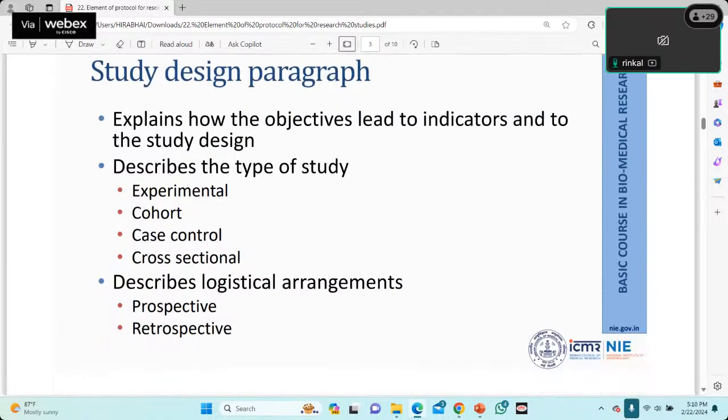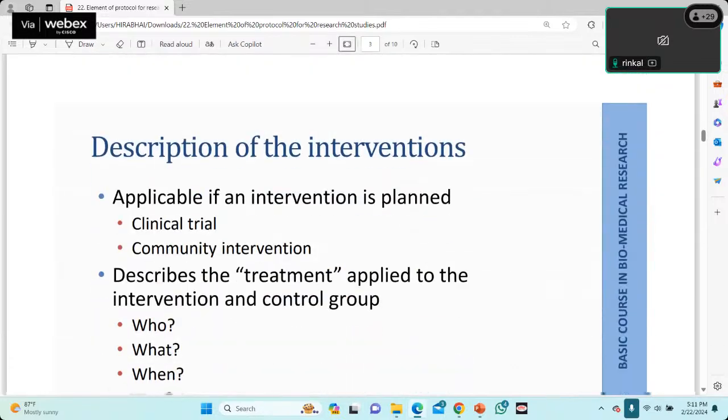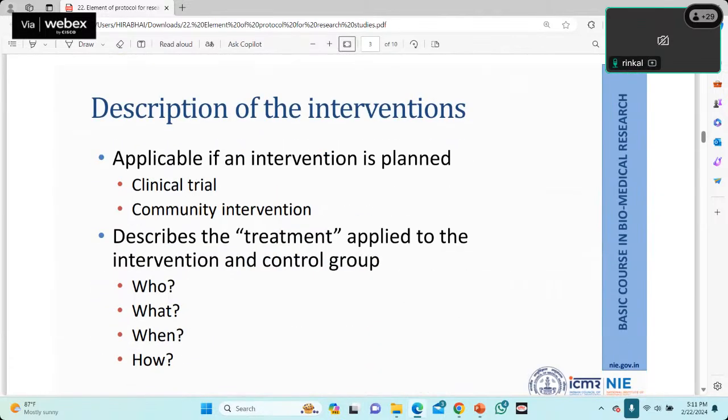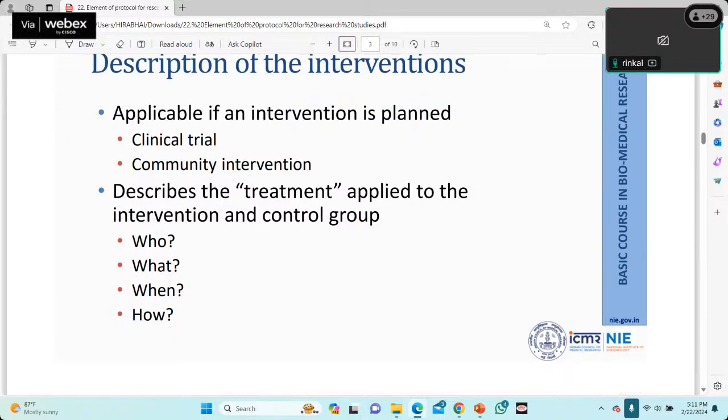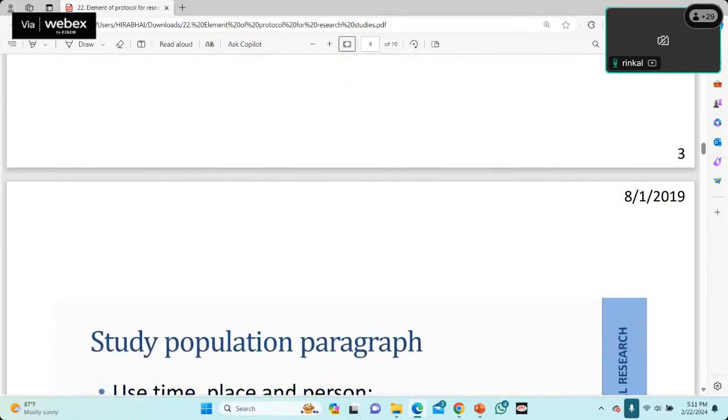Then based on which type of study design you are going to use, is it prospective or retrospective? So these all we have discussed till now. Okay. And that you are going to mention in your protocol. If the treatment is there, you have to write who will get it, what they will get, when they will get, and how they will get. Okay. So this is regarding description of intervention.